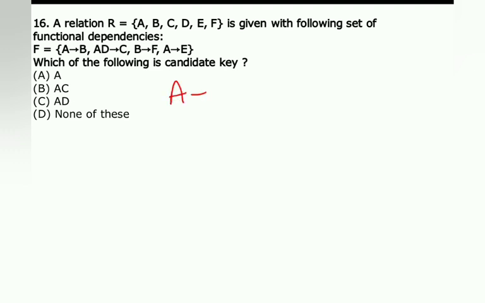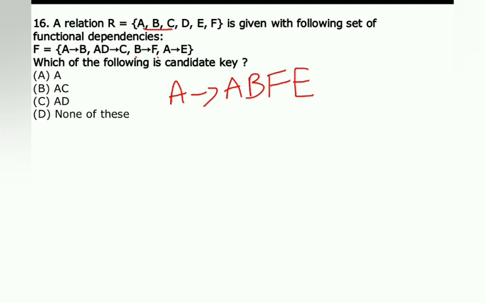A implies, so what is the right hand side of A and B? The right hand side of B is F and the right hand side of A is E. So A, B, F, E. It is not satisfying the complete relation, right? Here C and D are missing.